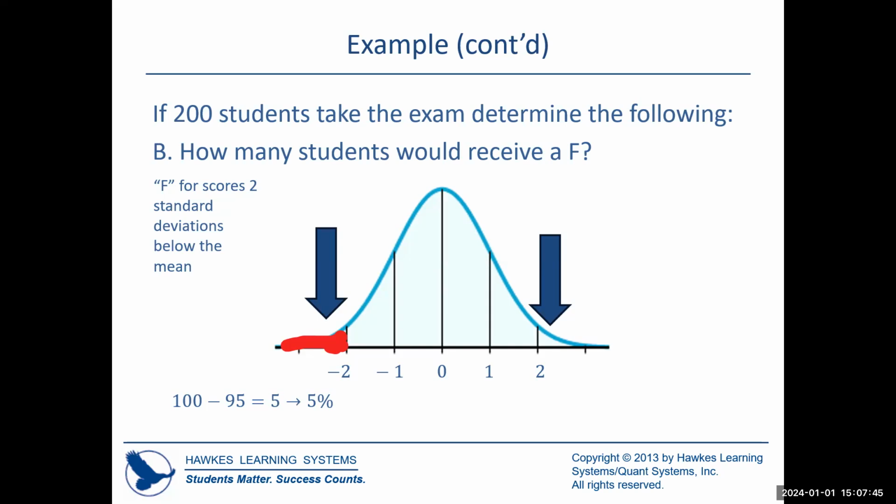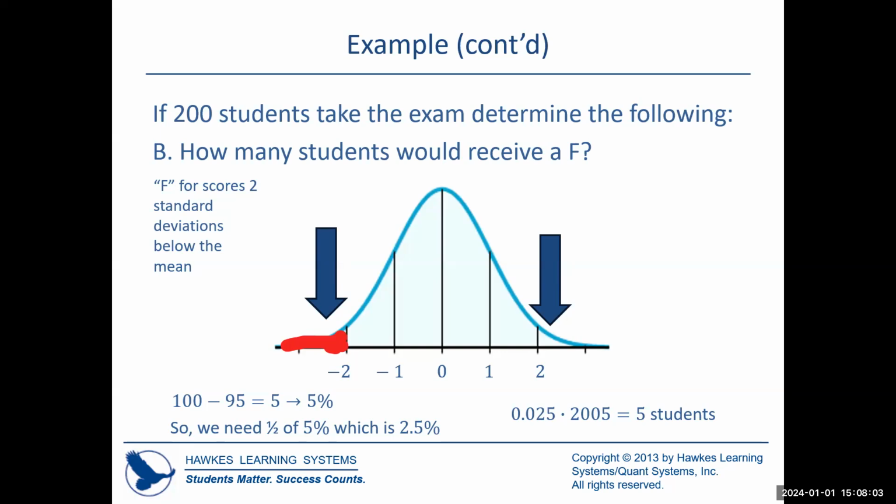But the problem is I only want one of those. So what we need to do is divide that by 2. So take half. That gives us 2.5%. As a decimal, 0.025 times my, well, let's just say 200 students is equal to 5 students.